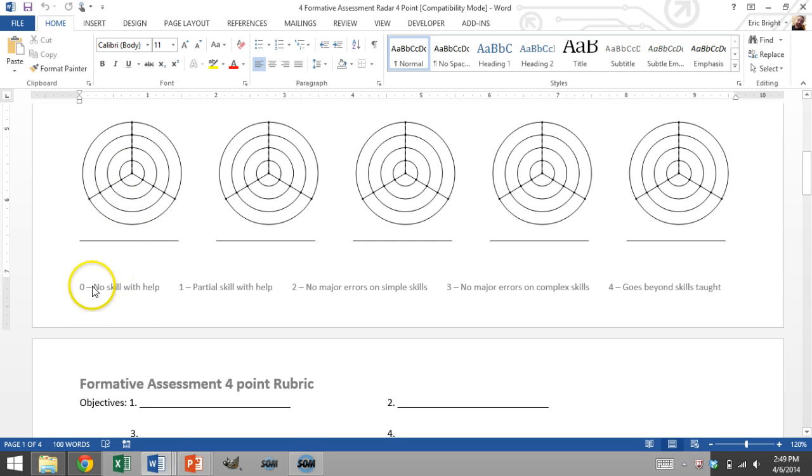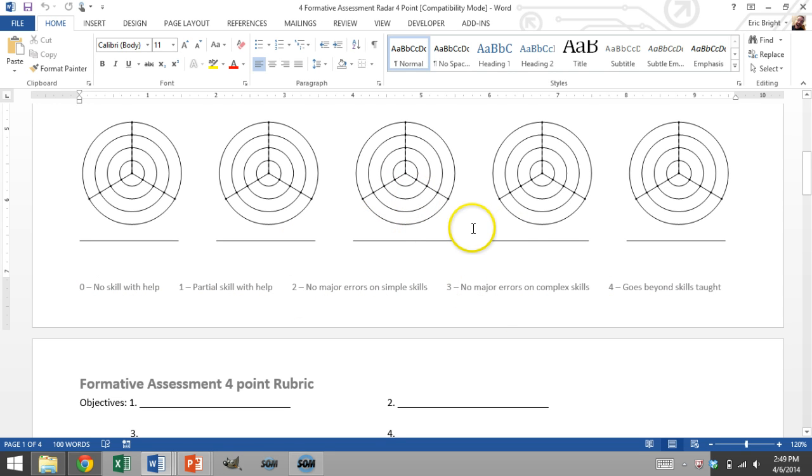So 0 would mean that you have no skill with this particular objective, even with help. And 1 would mean you have partial skill if you have help. 2 would be you've got some major errors on some simple skills in this objective. 3 would be no major errors on the complex skills that are involved with this. And 4, you can go beyond the skills that are taught. And again, you could change these to say whatever you want, levels from 0 to 4. So you've got 5 options there.